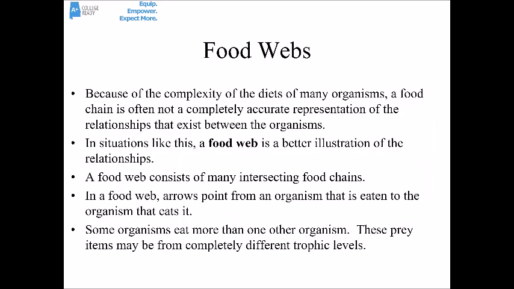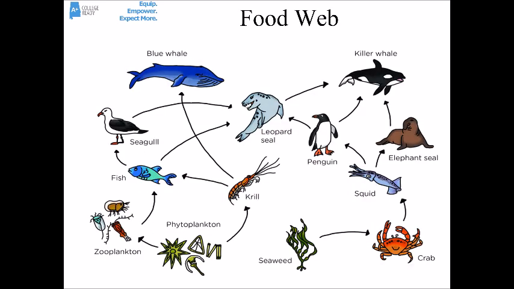It eats the lizard. So oftentimes, because of the complexity of the diets of many things, food chains are not completely accurate representations of what's really going on. In these situations, we need a food web. A food web is essentially many intersecting food chains put together. In a food web, arrows point from an organism that is eaten to the organism that eats it. And you'll see in the example we're about to look at, some organisms eat more than one other organism, and they may eat organisms from completely different trophic levels. Let's look at an example.